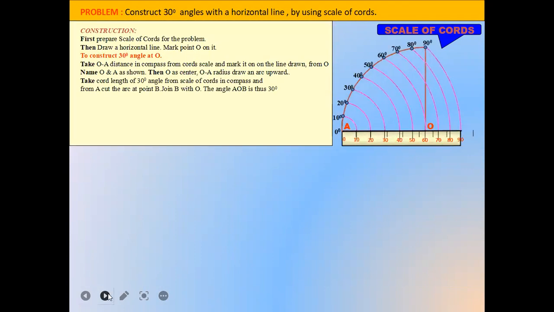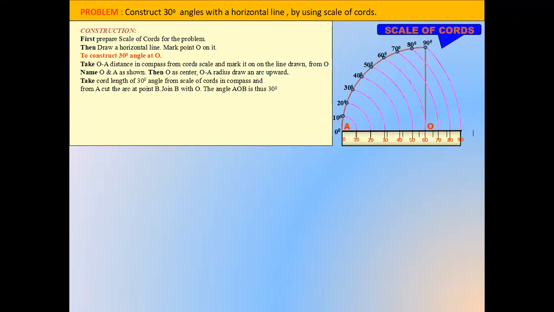Now I'm taking a problem: construct a 30-degree angle with a horizontal line by using scale of chord. Always remember our target is to draw a 30-degree angle. But before drawing the angle, we will draw a base. We will draw a scale of chord because it is compulsory to draw an angle without a protractor. So first of all, we will draw a scale of chord.